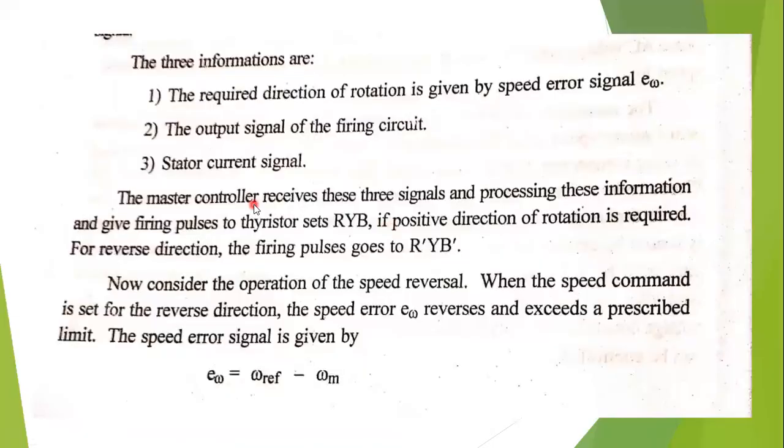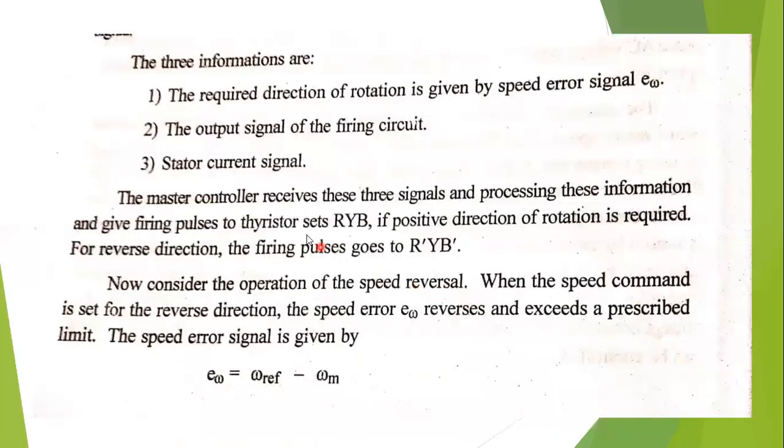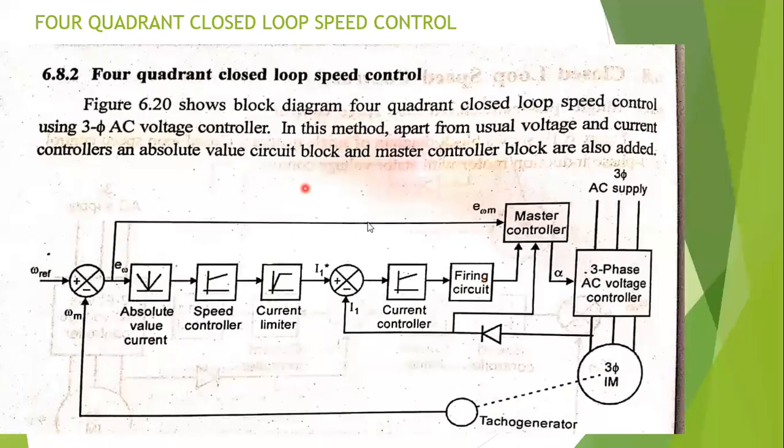And also the next one is called the output signal of the firing circuit. And then the next, the stator current signal. This is called the stator connection of the three-phase induction motor, with the AC voltage controller in between. This is called the stator current signal. So like this, it takes the three pieces of information from these three inputs.